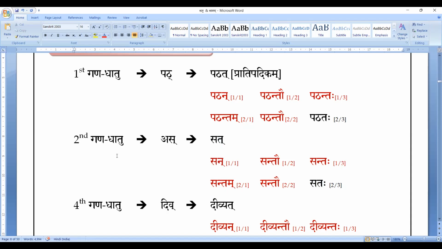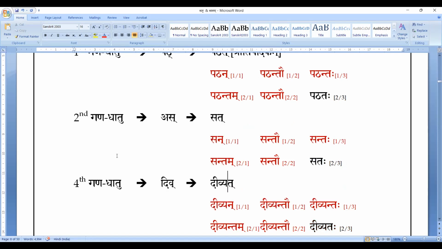Then I'm going to the fourth gana. Which gana is missing now? Therefore, third gana, why is it not here? It means some reason is there. It comes under a separate category. We will see that. The fourth gana.